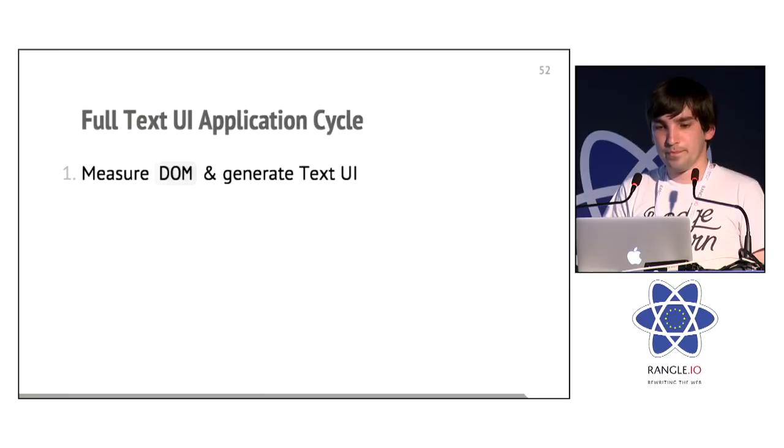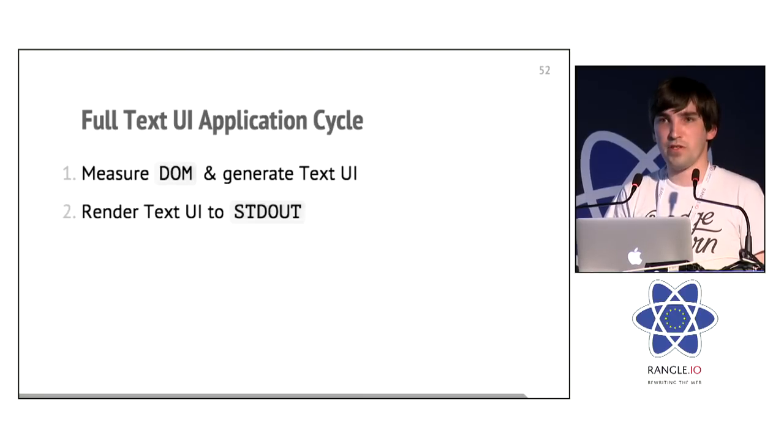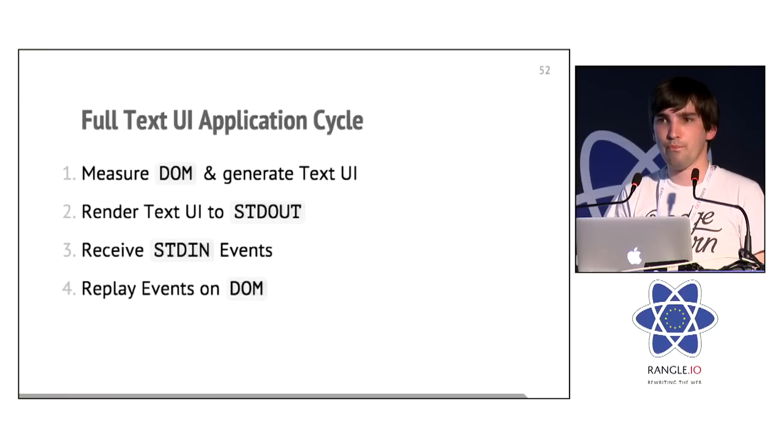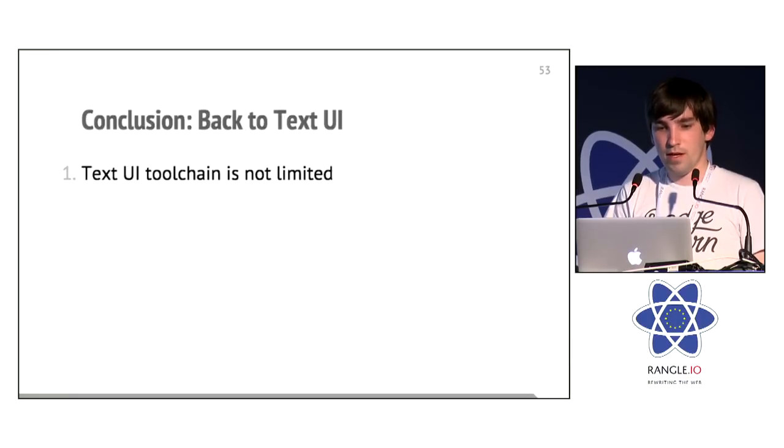So how it works from the beginning till the end. At the first step, you're measuring the DOM and generating the text user interface. Then you are delivering it somehow to stdout, using Socket.io in my case. Then you are receiving stdin events and replaying them on the DOM, and starting again from point one.